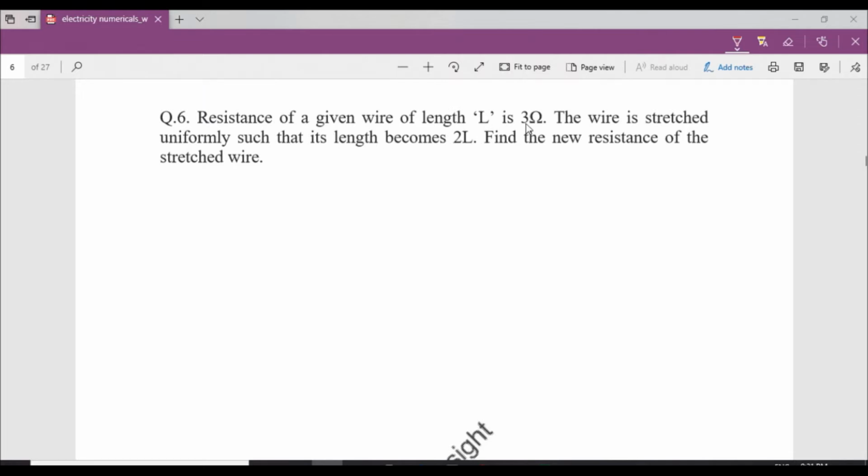Resistance of a given wire of length L is 3 ohm. The wire is stretched uniformly such that its length becomes 2L. Find the new resistance of the stretched wire. Again, first we will write the values given to us. Length is given as L, capital L, and resistance of the wire is 3 ohm.